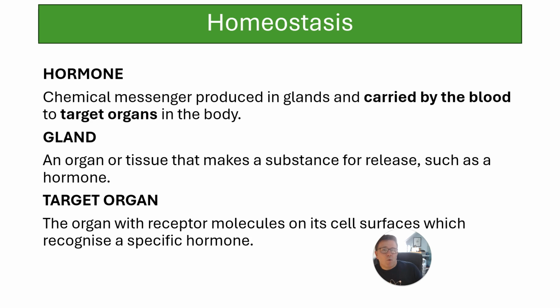So they might say, what is a hormone? It's a chemical messenger produced by glands, and it's carried by the blood to target organs. What is a gland? Well, it makes a substance for release such as a hormone. And then target organs, they have receptor molecules on their cell surfaces which recognize a specific hormone.